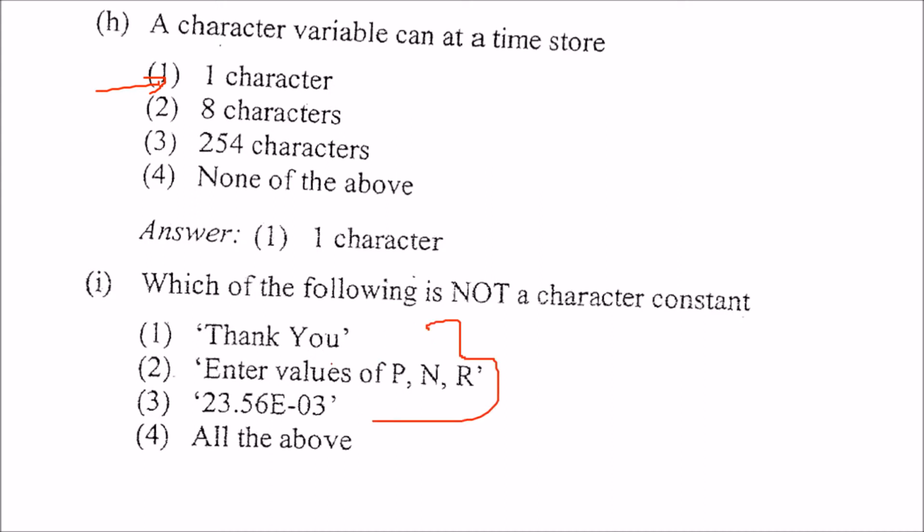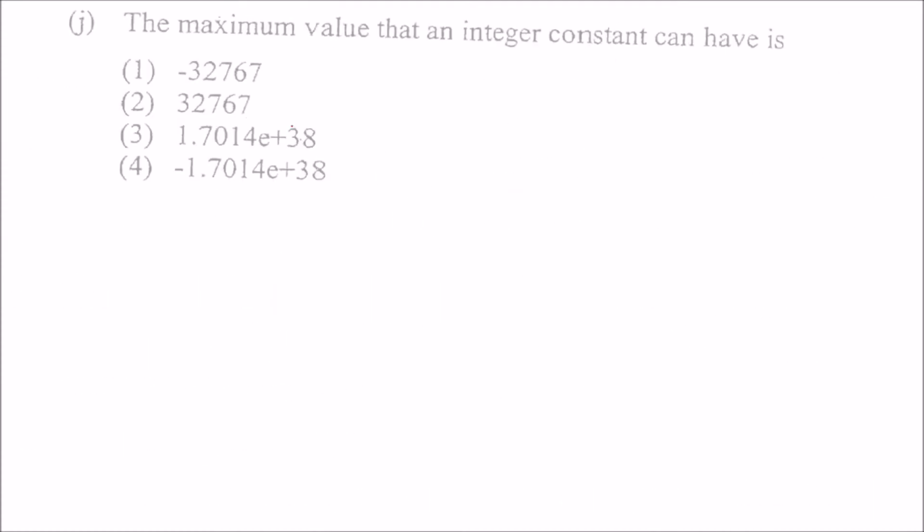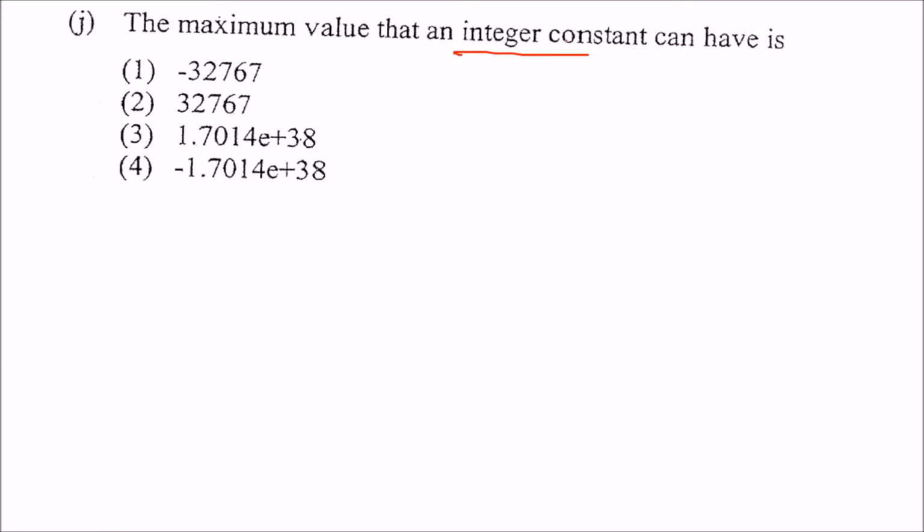None of these means all of the above, they are not character constants. A character constant means just one character in single quotes. The maximum value that an integer constant can have is very system dependent or compiler dependent.